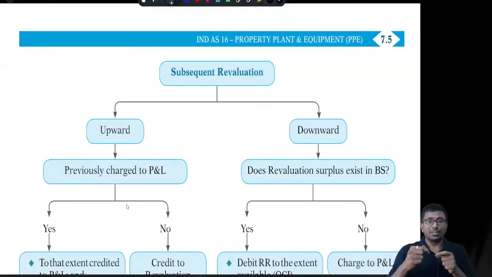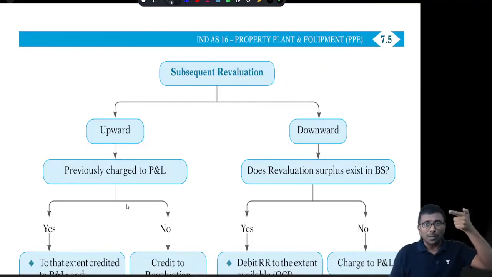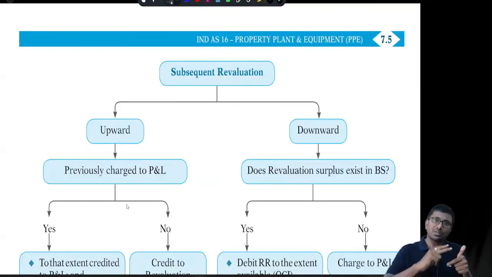Subsequent revaluation is based on how you did it the first time. First time, sir, it was upward revaluation. Super. Now next time what happens, sir? Next time it is further upward revaluation. Then again transferred to revaluation reserve.